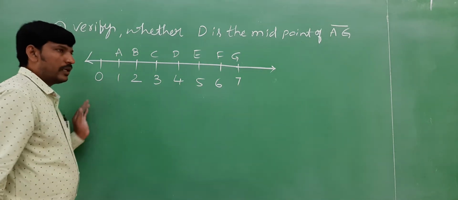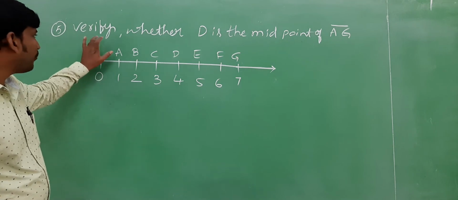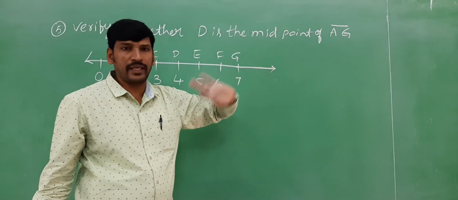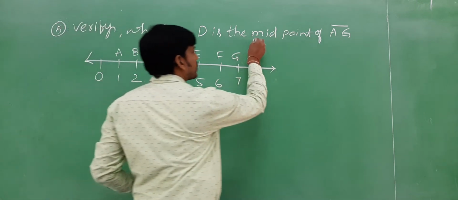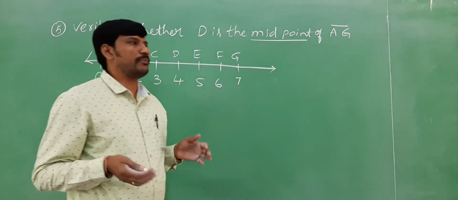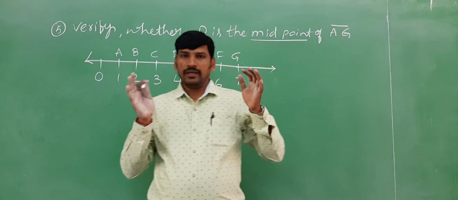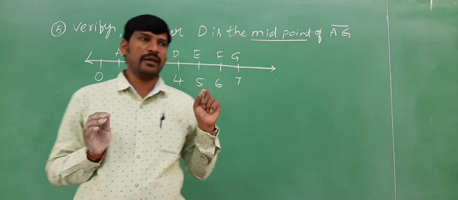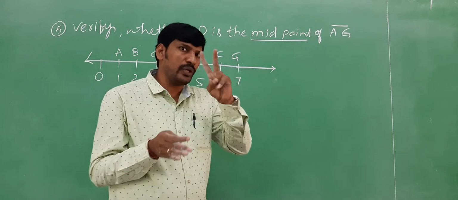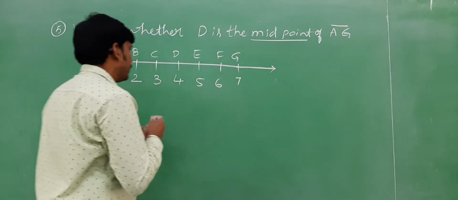Right, children. Let us discuss question number 5. Verify whether D is the midpoint of AG. We should first know what a midpoint is. Midpoint is nothing but exactly the middle of the line segment. The midpoint divides the line segment into 2 equal parts, exactly half. Now, see this here.